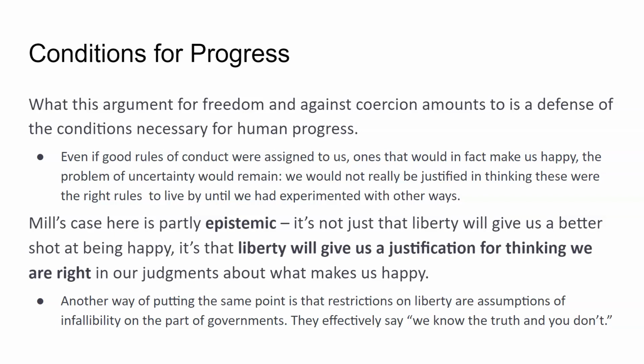So another way of putting the same point, and this is the way that Mill puts it, is that restrictions on liberty are assumptions of infallibility on the part of government. Restrictions on liberty are assumptions that the government knows and you don't know what's right, what's good for you. They effectively say, we know the truth and you don't.